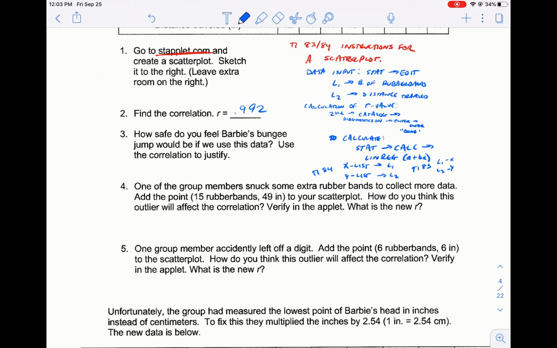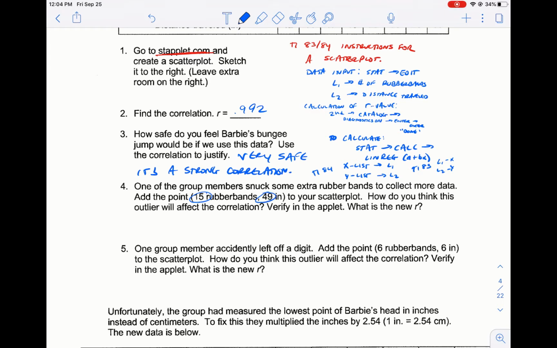Question number 3 says, how safe do you feel with Barbie's bungee jump if we use this data? So if you wanted to make a prediction moving forward and you have a correlation of 0.992, how safe do you feel? Well, I would feel very safe. Here's why. It's a strong correlation. And so the question then becomes, what happens if we sneak in some data?